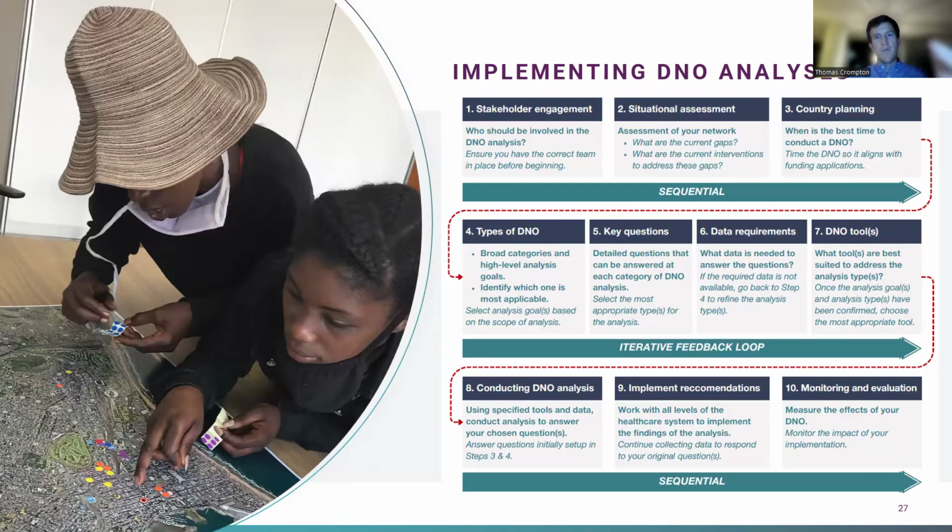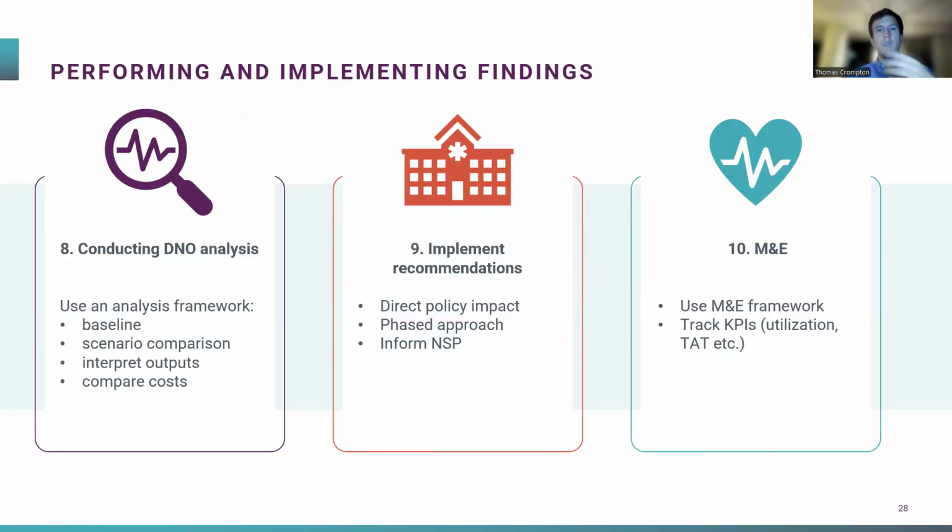So I hope you're with me now that we've done the first two chunks where we've set up our DNO, we've made sure we know MOH is involved, we know what we're trying to do. And then we go into the more complicated bit of what are we trying to achieve, what question can we answer, what data do we have, and what's the right tool to use. And now we move on to actually conducting the analysis and making sure that the results we get are used by the country. And so when you're conducting the analysis, usually one would start with the baseline.